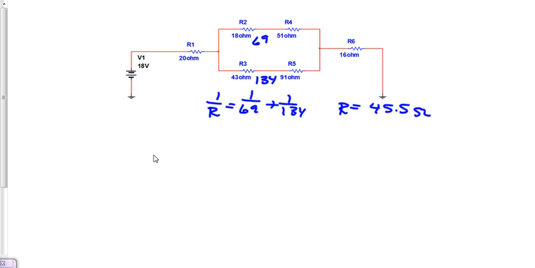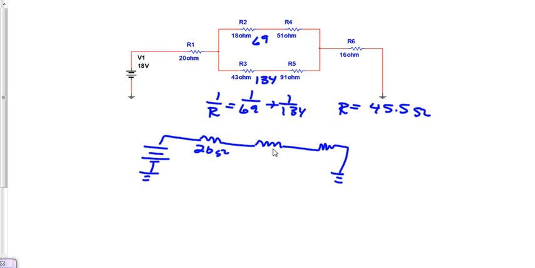Let's redraw the circuit. So we have 18 volts here. That goes to ground. Around here, there's a 20 ohm resistor, followed by our equivalent resistor, 45.5, and then the 16 ohms, and then this goes to ground. So let's put the 20 ohms right here, the 45.5 right here, and then the 16 ohms. Now this is a simplification of this entire circuit here.